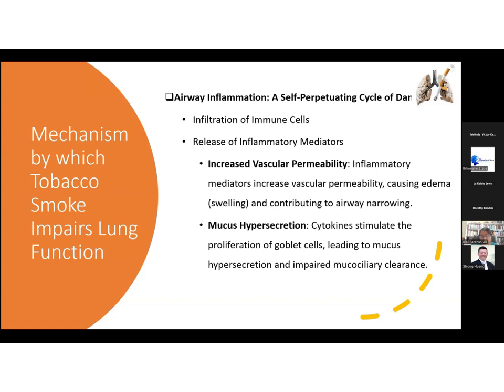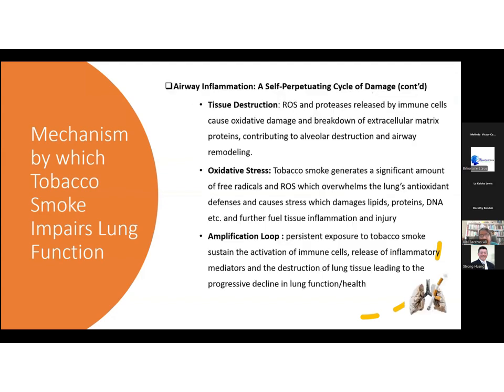Hypersecretion, which is where the cytokines stimulate the goblet cells to proliferate and produce more mucus. So it's hypersecretion of mucus as well as impaired mucociliary clearance. It also causes tissue destruction. So your reactive oxygen species and the proteases, which are released by the immune cells, cause oxidative damage and breakdown of the extracellular matrix proteins. This contributes again to alveolar destruction and airway remodeling.